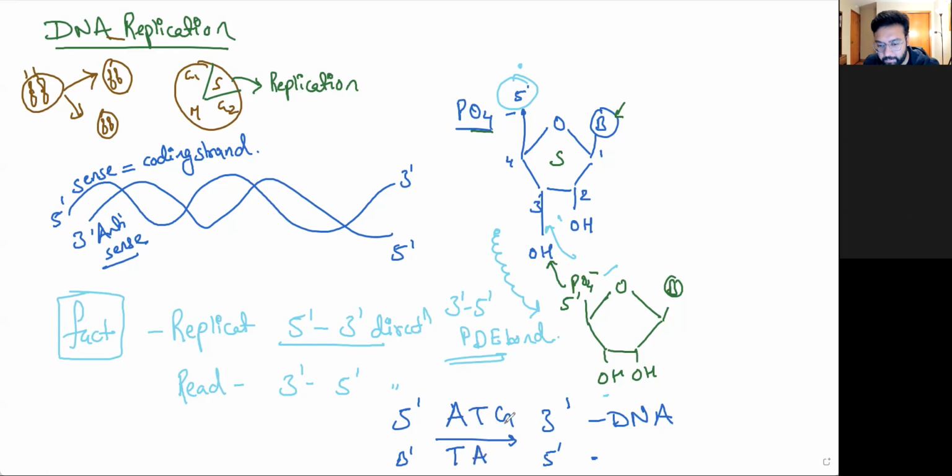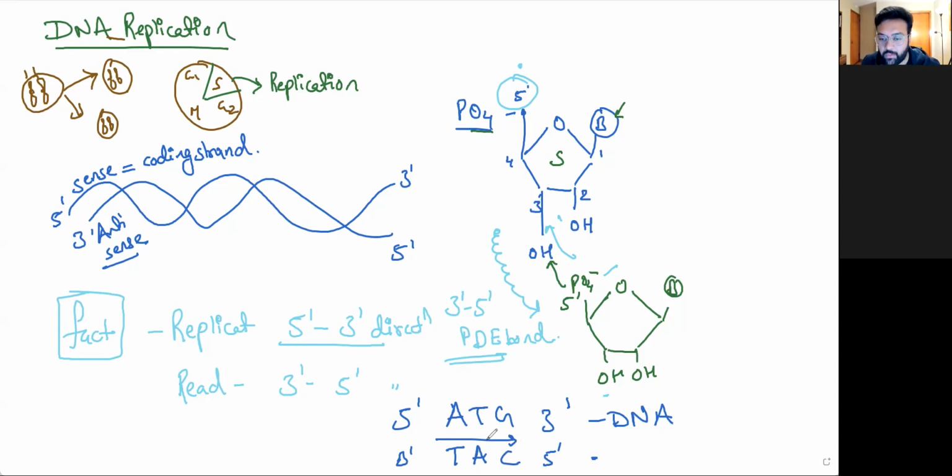A. Is it correct? Yes, sir. So how should I read this? TAC or CAT? We should always read from 5 dash to 3 dash. So in your exam, if they give you the option of ATG, CAT, and if they don't write 5 dash to 3 dash, just presume that it's 5 dash to 3 dash unless mentioned. So always read the DNA from 5 dash to 3 dash. And this is going to be your complementary strand.